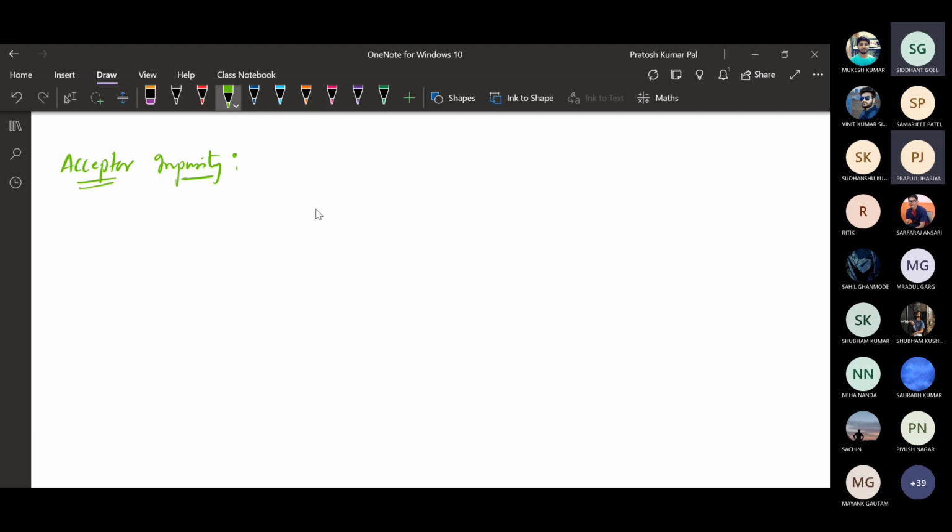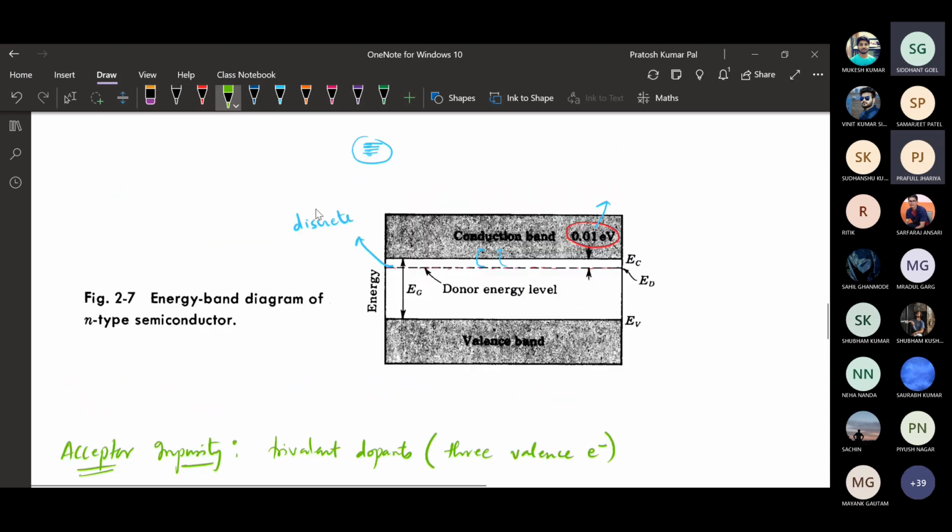So here we are going to add the acceptor type of impurity. It is similar, just opposite to that. In acceptor type of impurities, the dopant will have 3 valence electrons, or it is trivalent. Trivalent dopants, or 3 valence electrons will be there. Okay, so one more point we need to include.